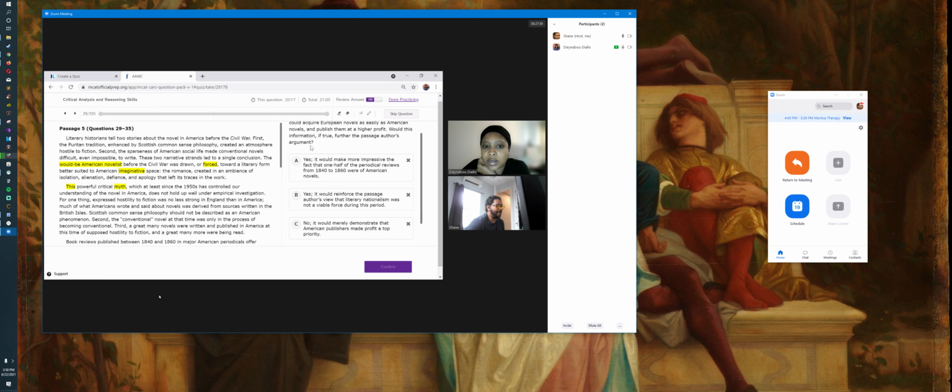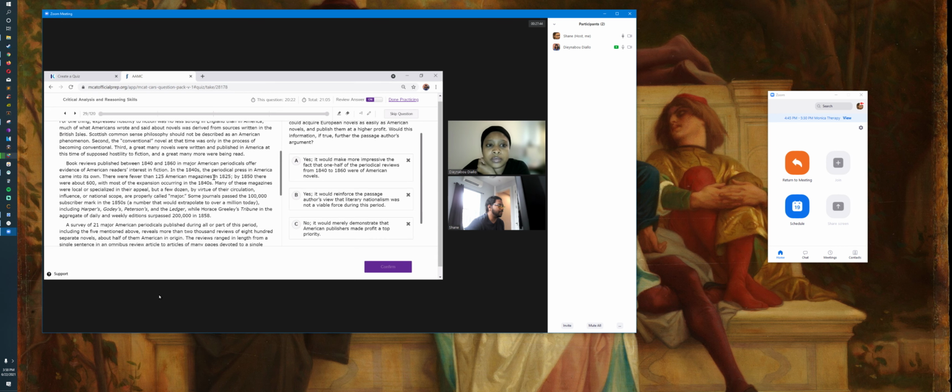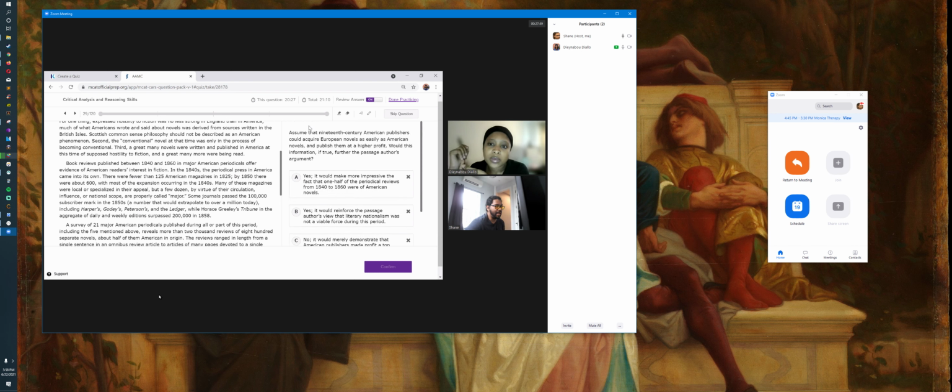So now we have to think about what that question is asking. They're presenting something that you are saying "if true." So basically they're saying, can America, just like Europe, produce or get novels as easily and sell them at a higher profit?